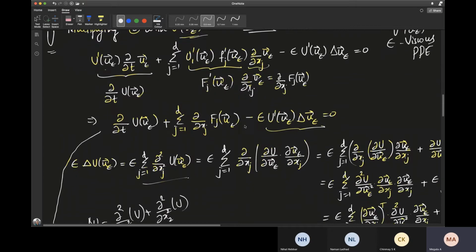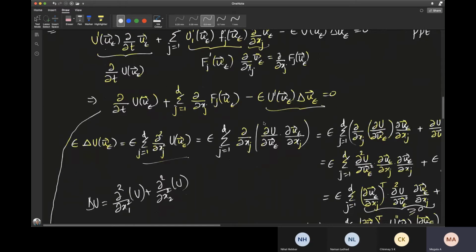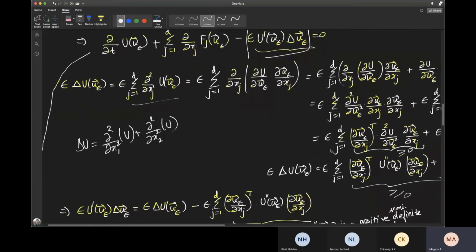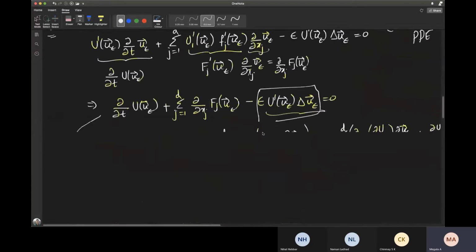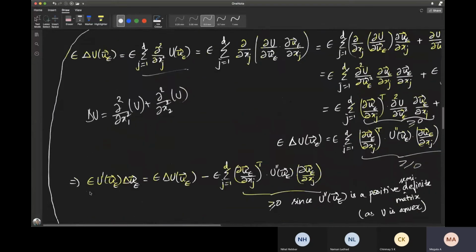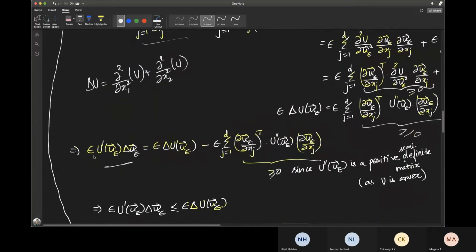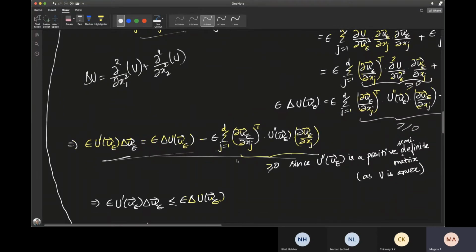Then you get something like this. Then this has been expanded over here. We saw this simplification last time, and we made an argument that this term, we found this one. That is, we have found this expression, and we made an argument that this is always greater than or equal to 0, because we consider the function U of u vector epsilon to be convex.